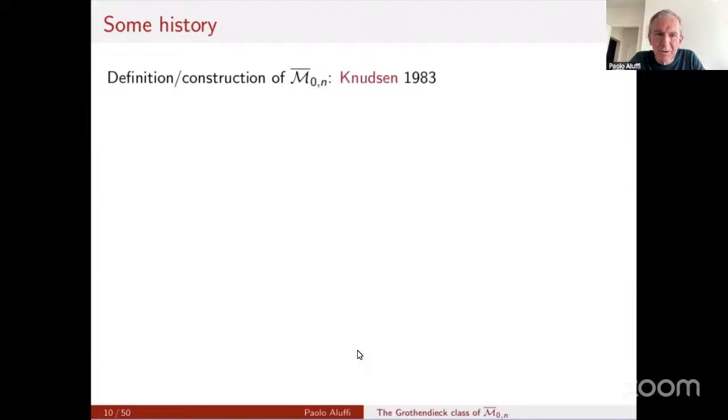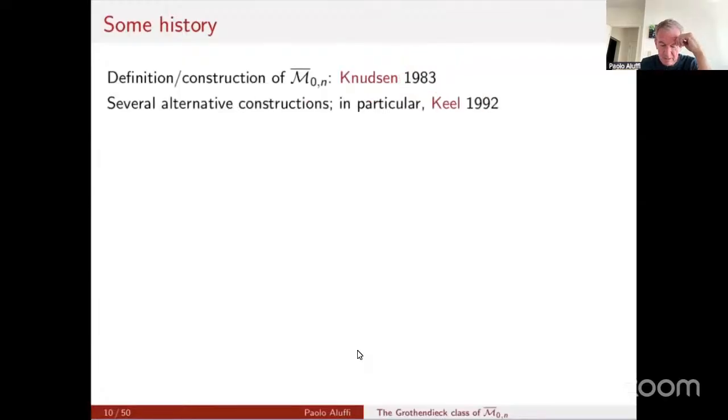No question, so I'll go back to a bit of its history so that all of us are familiar with this space. The definition and the construction of this space, the space of stable n-pointed genus zero curves, goes back to Knudsen in 1983. And after that work, there were several alternative constructions.